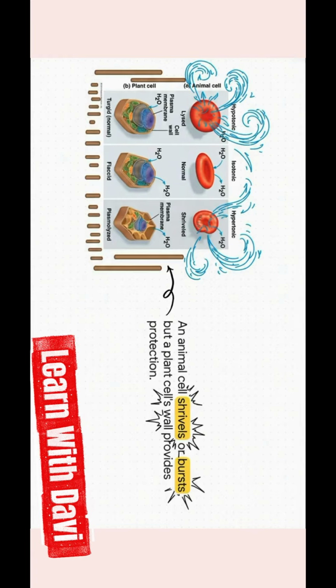Now look at the plant cell. Its tough cell wall completely changes the game. In that same hypotonic solution that made the animal cell explode, the plant cell just gets nice and firm, turgid. And that's exactly what a plant needs to stand up straight. It's just a perfect example of how structure dictates function.